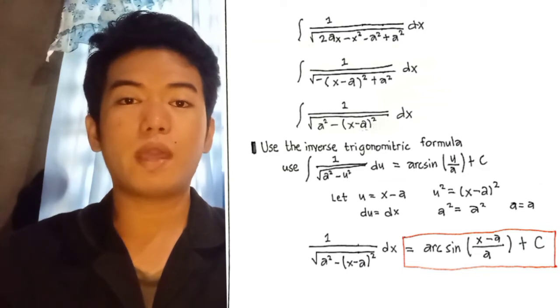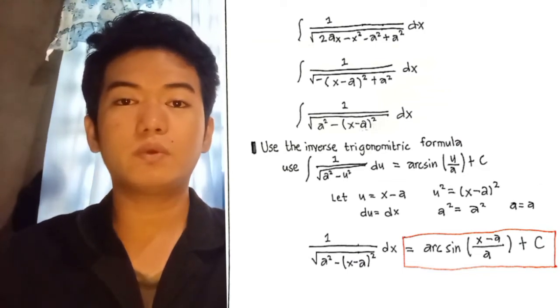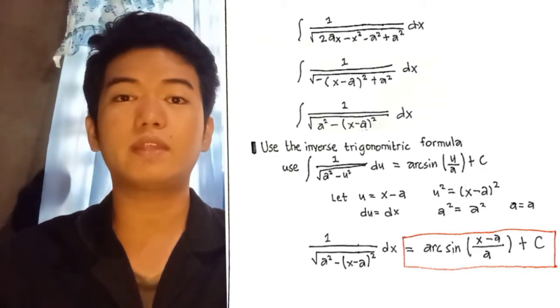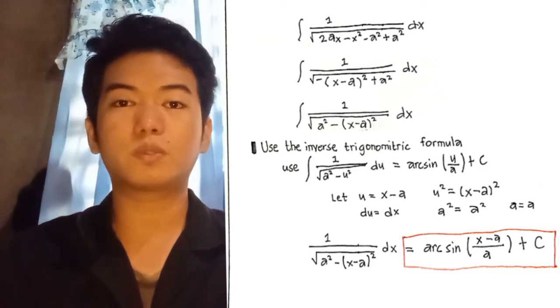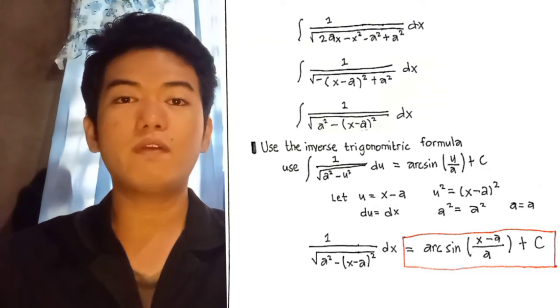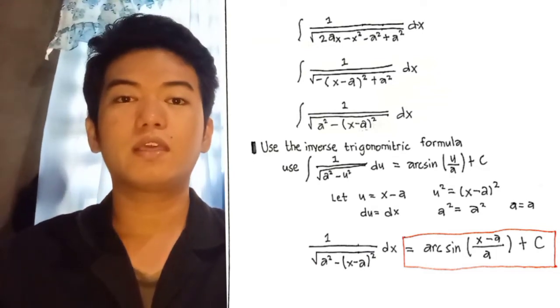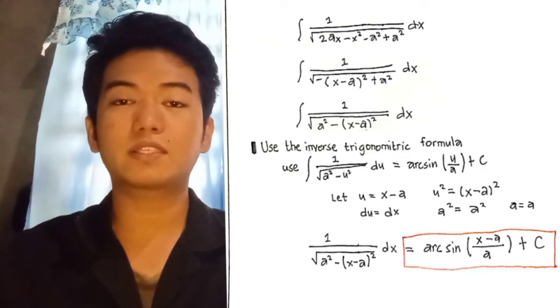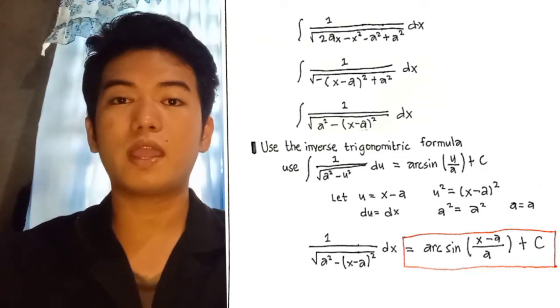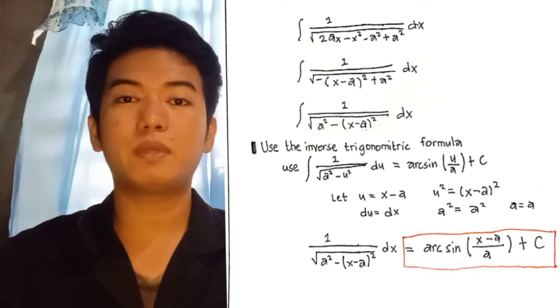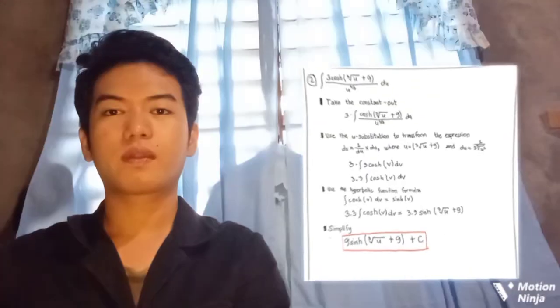Let u equal x minus a, du equals dx, u squared equals (x minus a) squared, and a squared equals a squared. Then, we can now come up to our final answer. That is arc sine of (x minus a) over a plus the arbitrary constant c.